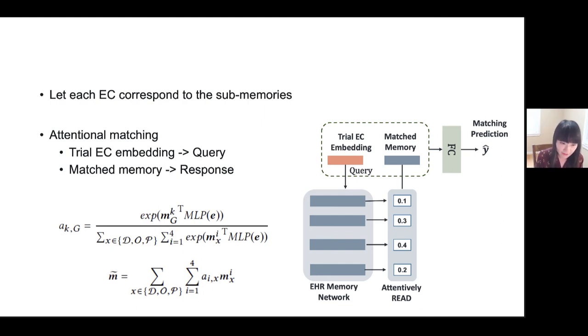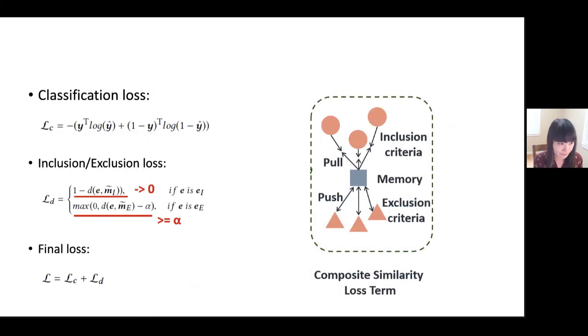To overcome this problem, we let each EC correspond to the sub-memories that match current trial best. Concretely, we use the inclusion criterion and the exclusion criterion embedding as queries to attentively visit the memory network. We compute the attention weight for different slots as this equation. Then we obtain the best matching memories by taking the weighted sum of all the memory slots.